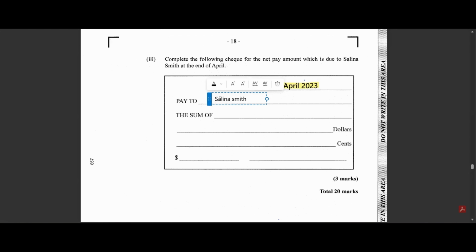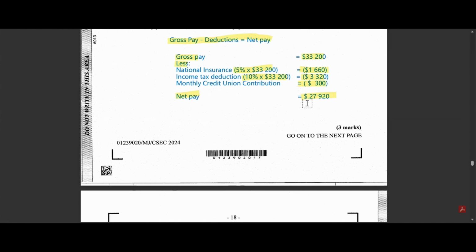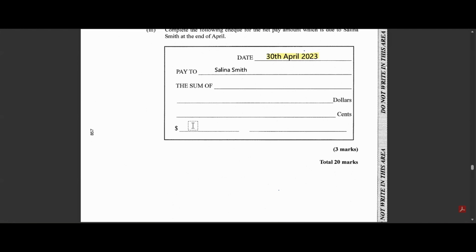Good. Sum of her net pay. Let's go to see what the net pay is. $27,920. I'll quickly put that here as well. 27,920.00. Good. And now I need to go to the top to write that in terms of words.